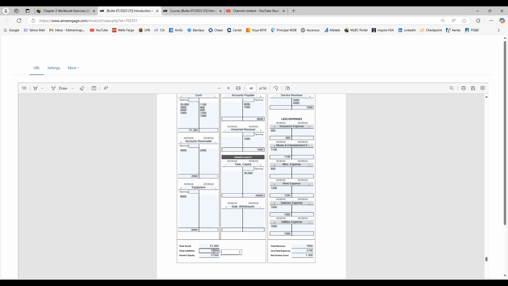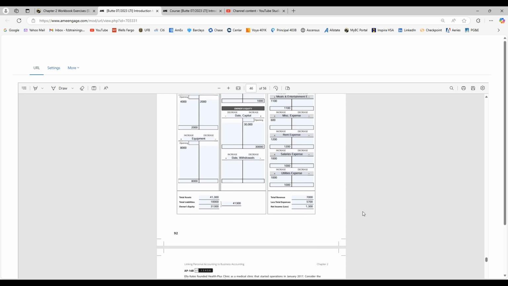And this is, again, kind of easy math. 10,000 plus 31,300 gives us 41,300. And you can check and see, yep, total assets is 41,300, and total liabilities and equity is 41,300. And that shows that our accounting equation is balanced. And that brings us to the end of that problem.